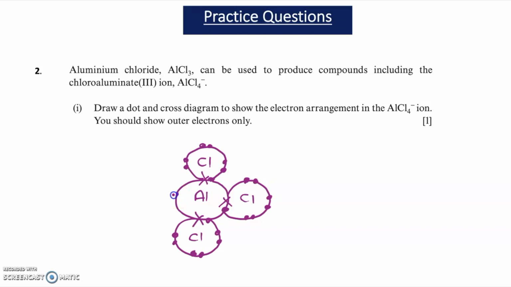Now to change this to AlCl4-, I draw a dative bond, and a pair of electrons is coming from a chloride ion here. So the chloride ion has 8 electrons in its outer shell. That's why I'm able to draw this dative bond. And the molecular ion that forms has a 1- charge.